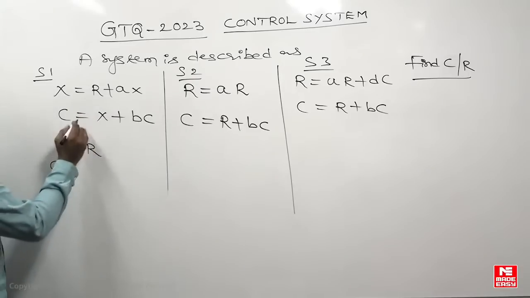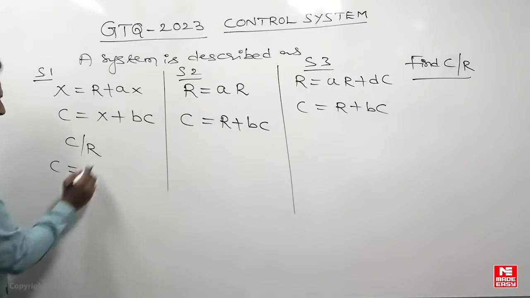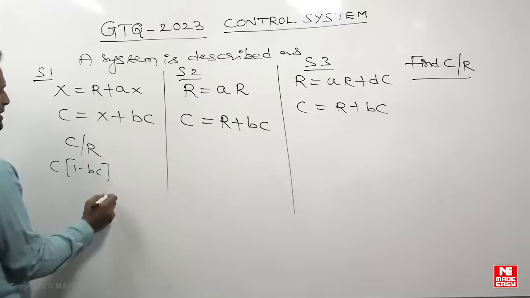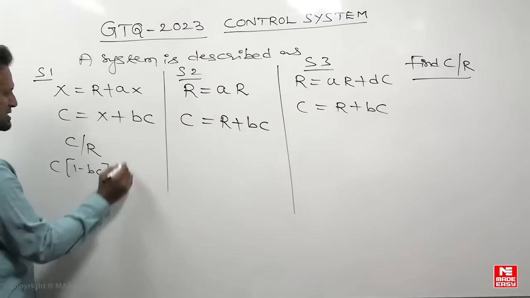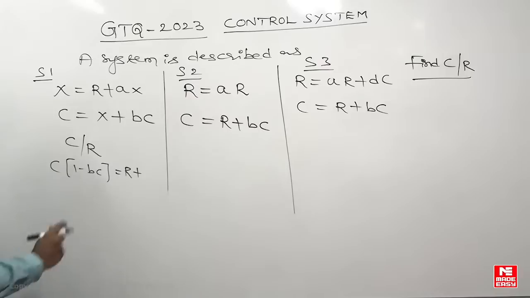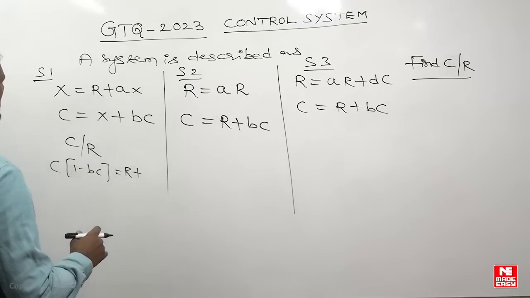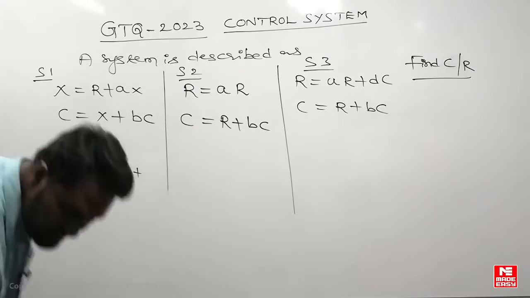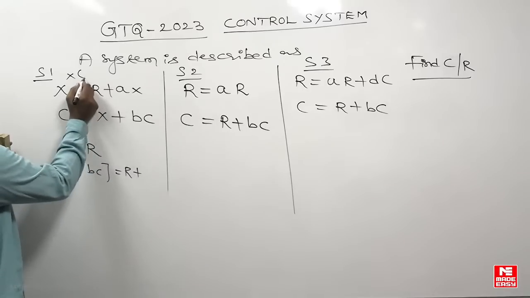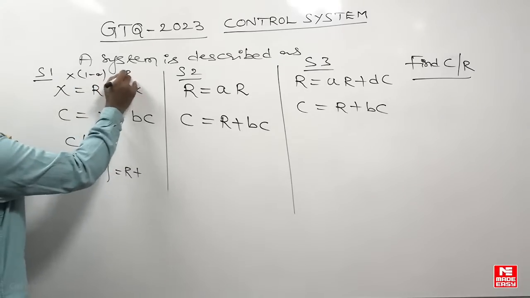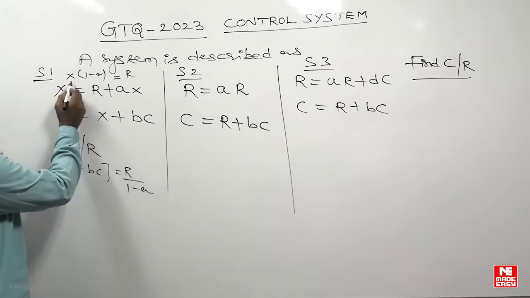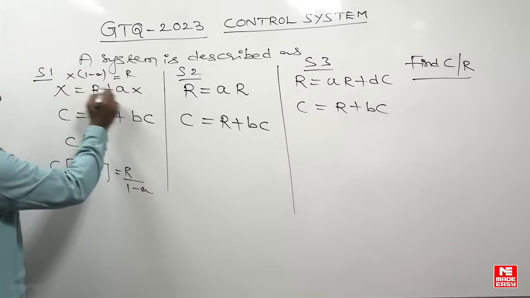So let me replace this C, which is X plus BC. Taking C common, C into 1 minus B is equal to X. What is X? R, I'm sorry. Let me take X common from this, 1 minus A. I'll simplify it like this. From this, I can take X common. It will be 1 minus A is equal to R. So X is equal to R by 1 minus A.